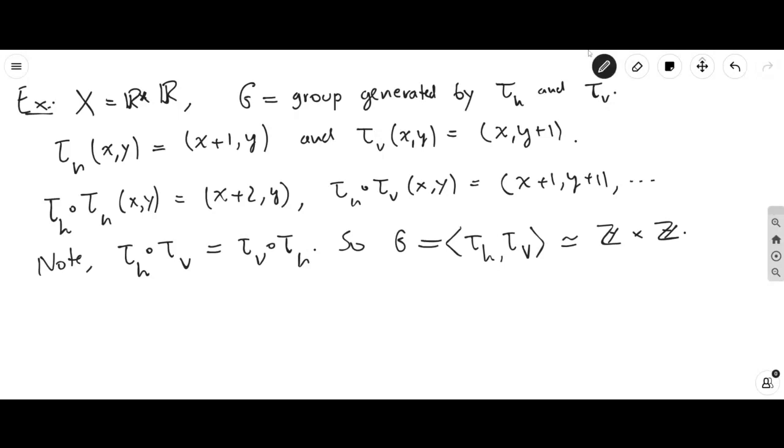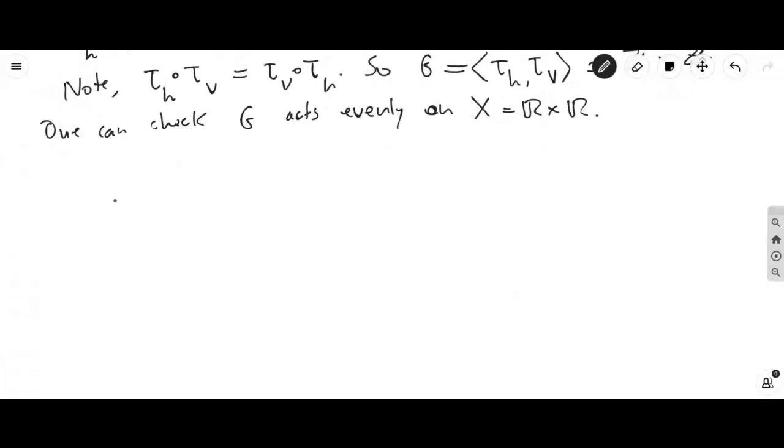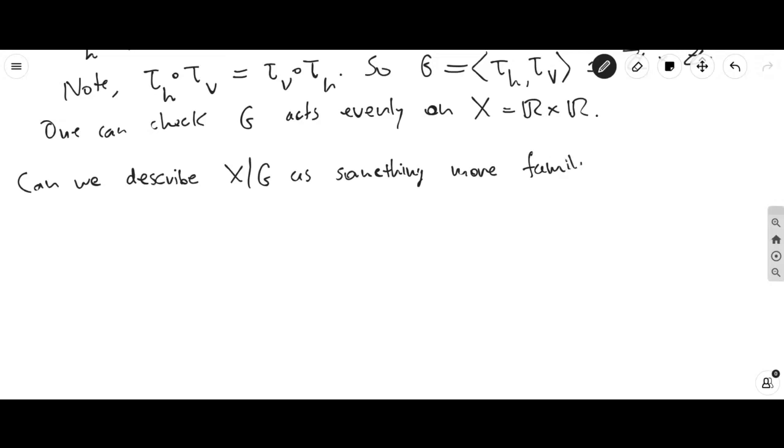And one can check, which I'm not going to do, it's not really that interesting. One can check G acts evenly on X. So X is the real plane. So let us try to understand the quotient. So can we describe the quotient X mod G as something more familiar?